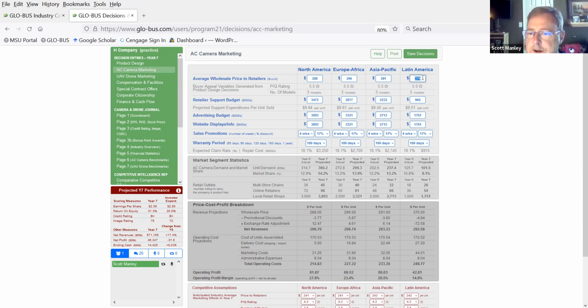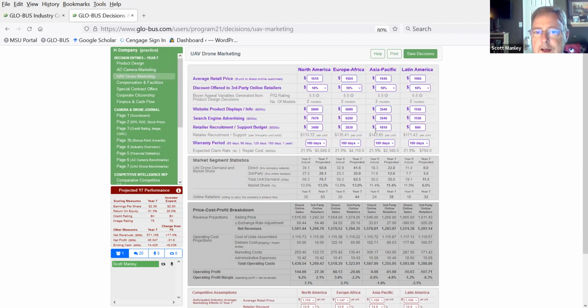Okay, Latin America, don't want to raise my price at all because it's already price sensitive. Okay, do the same thing on your camera. By the way, I put in my projected support expenditures intentionally. I did that based on the fact I want to have the best in industry retailer support because I know that retailers are important for me to sell product. I told you what I did with my marketing variables, how I set that.